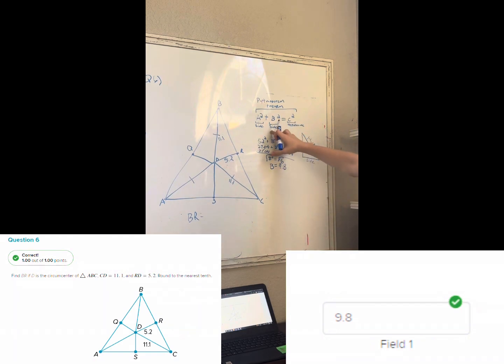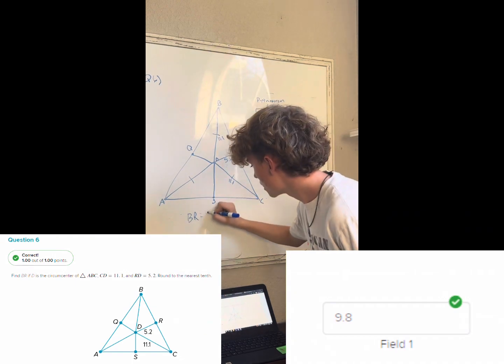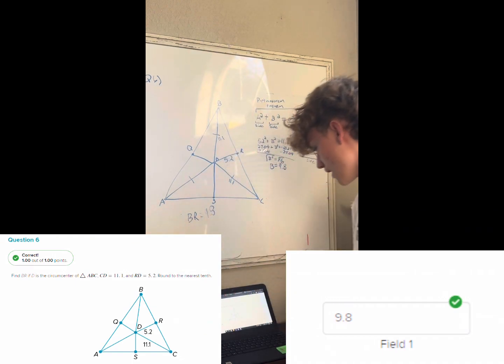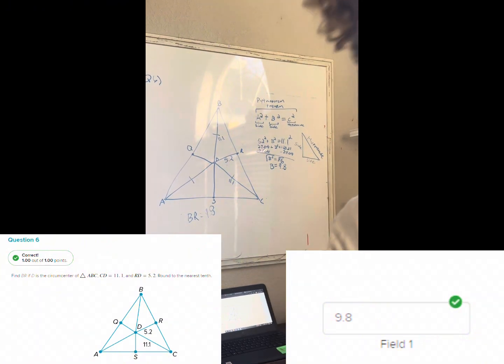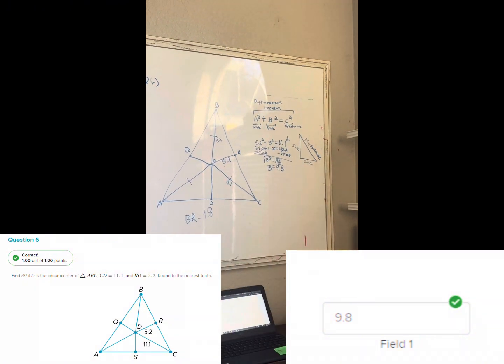But because we are calculating this side, which was BR, it is 9.8. And I already have that checked for you, so I don't have to re-record this video. But there's everything you need to know.